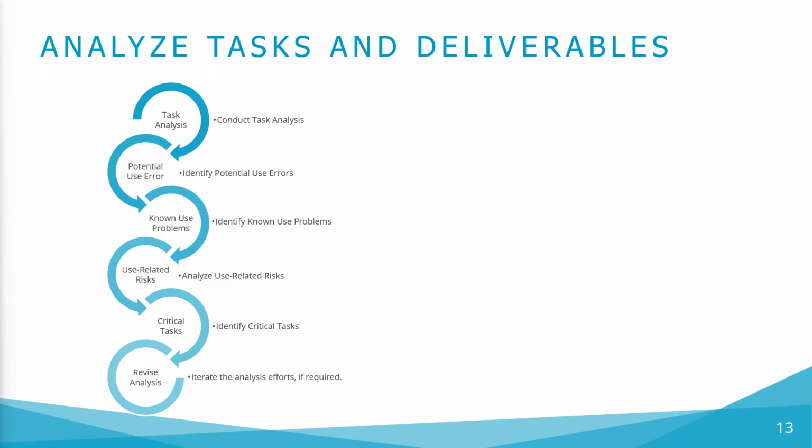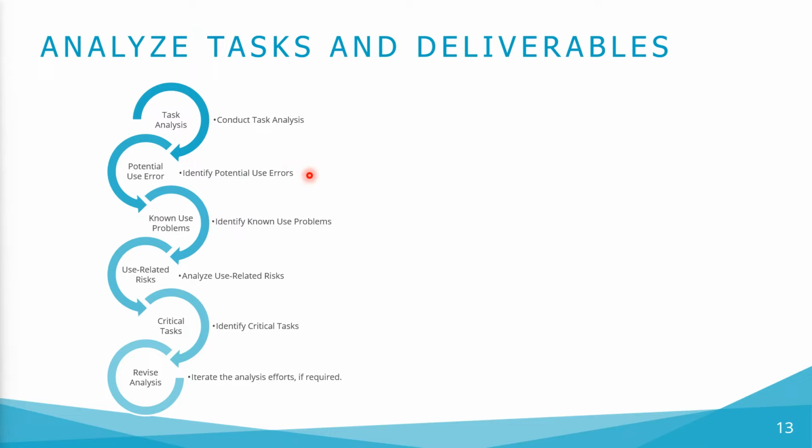The tasks we will perform during the analyze step are: conduct task analysis. Task analysis is a technique used to break down a process into discrete steps. It's a useful technique because it helps us systematically identify use errors that could occur at each step in a process. We will include the task analysis information, such as steps and substeps, as the first few columns in our use related risk table. We may also choose to document our task analysis as a flowchart.